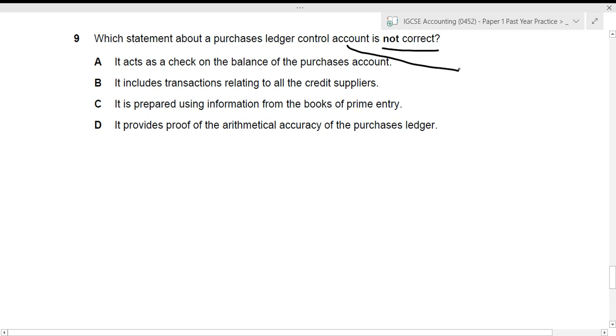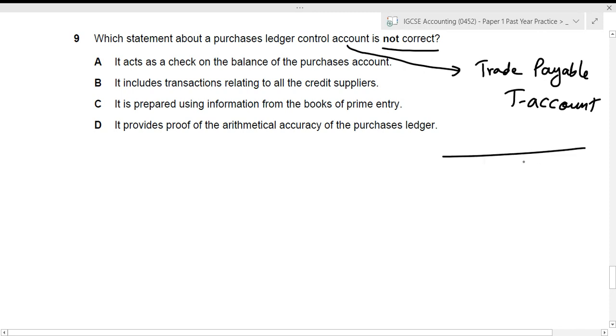Technically, purchases ledger control account is none other than just a trade payables T account. That's it. It's just a trade payables T account. So it's a T account which details all the trade payables. The only difference between purchase ledger and a simple T account of trade payables is that purchases ledger is actually for all the suppliers. Purchases ledger control account is a total account for all the trade payables, and trade payables are actually known as purchase ledger.